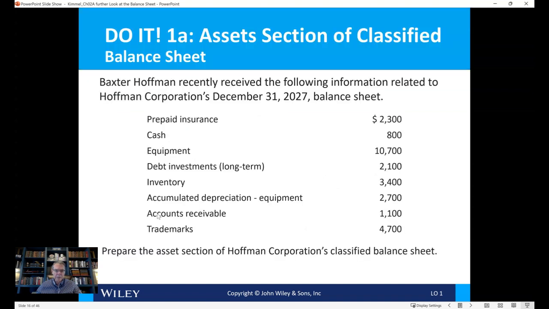Okay, so prepare the asset section of Hoppins Corporation's classified balance sheet. We've got cash, which will probably be first. We've got prepaid insurance, 2,300. We've got equipment. We've got debt investments. An investment would be, of course, that we bought somebody's debt. Again, you could buy debt in a corporation, inventory, accumulated depreciation, accounts receivable, trademarks.